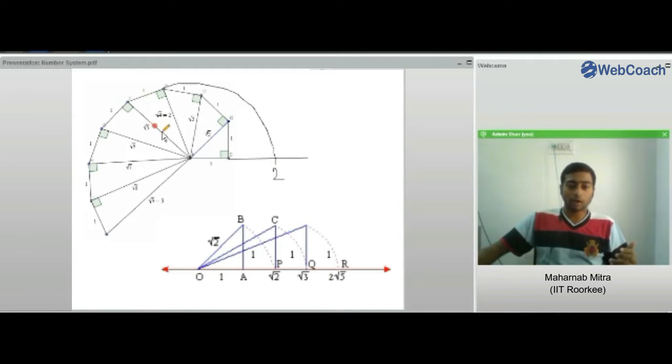And in a similar fashion we can move on to get square root of 5, square root of 6, square root of 7, square root of 8, and so on, right? That means what we are doing here, we are taking the previous square root as the base and 1 as the height, and then measuring the length of the hypotenuse to get the measure of the irrational number.